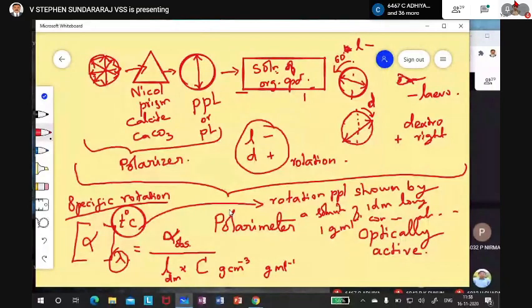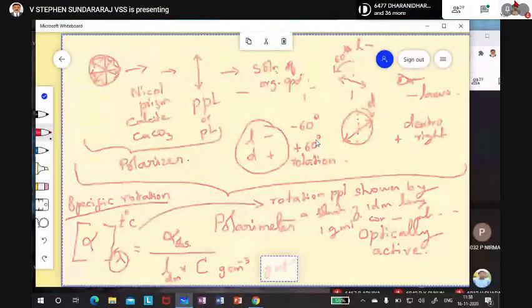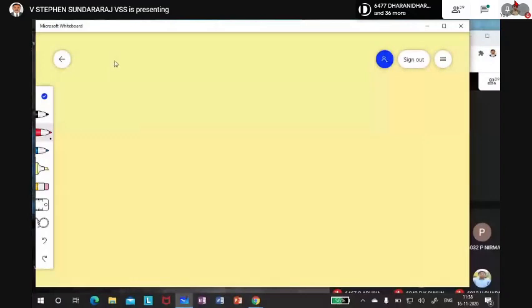Okay, so now suppose it is rotating to the left side, what happens? Minus 60 degree you will write. And if it is rotating to the right side, plus 60 degree you will write. Okay, understand? So this is about that introduction part. Polarimeter and polarizer, you remember. Then once again, what is this? That enantiomer. I'm coming to enantiomer.